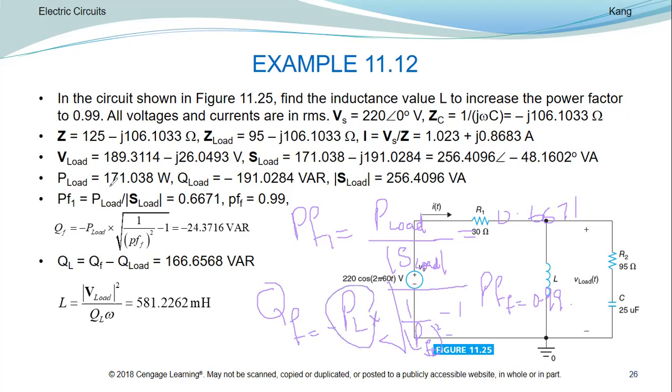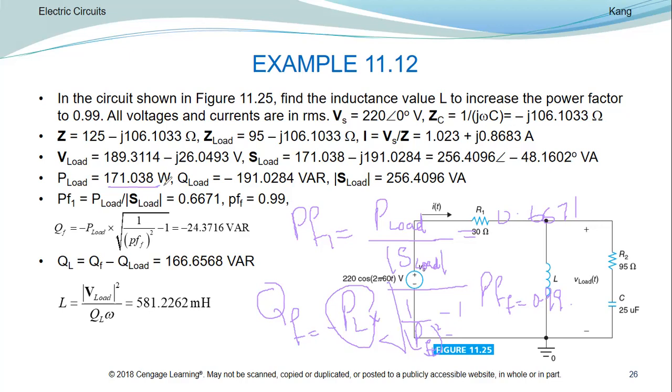So you have to put the value of P load. P load value is 171.038. Then PFF value equals 0.99. So after putting the values in the formula of QF, QF value equals minus 24.371 VAR.